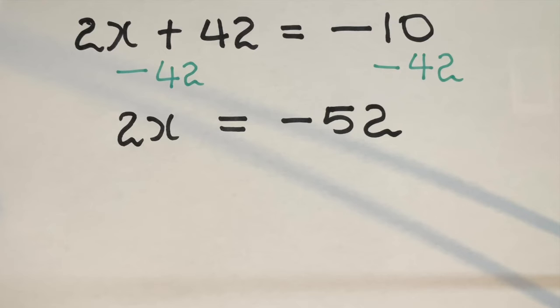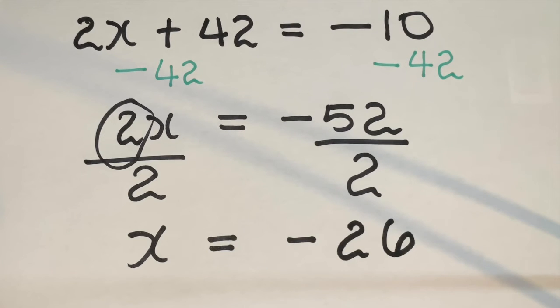Finally, we divide so we can get the variable by itself. In all the cases when we're isolating variables, we divide by what is exactly beside the variable. So we're going to divide by 2. 2 into 2x, we have x. 2 into negative 52, we have negative 26.